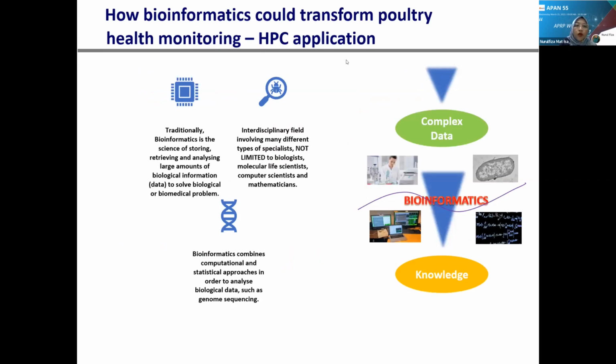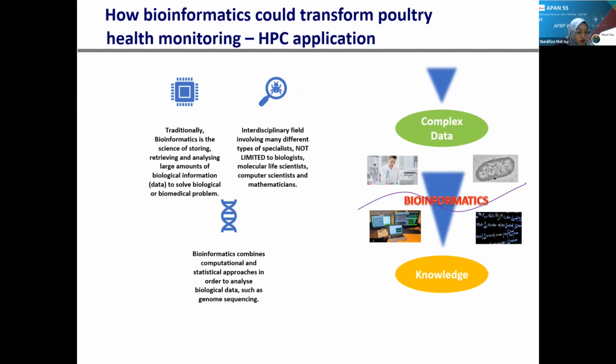Okay, so how could bioinformatics actually transform poultry health monitoring, indirectly using HPC applications? Traditionally, bioinformatics is the science of storing, retrieving, and analyzing large amounts of biological information to solve biological and also biomedical problems. And bioinformatics is also an interdisciplinary field that involves many different types of specialists, not limited to biologists, but also computer scientists and mathematicians.